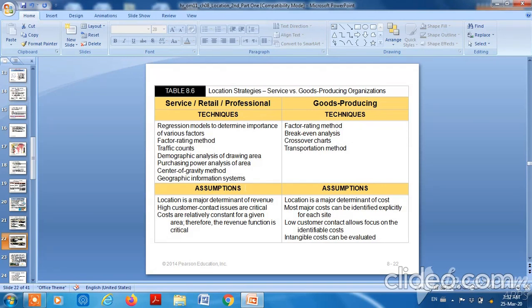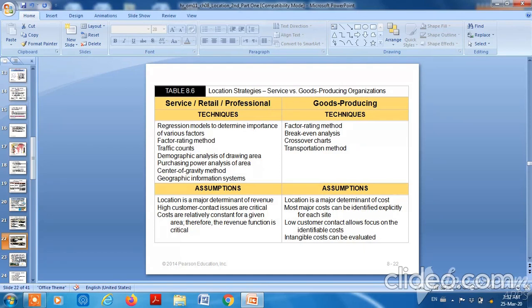Assumptions in the service industries, service sector, and assumptions in the goods sector. Assumptions: location is a major determinant of revenue. High customer contact issues are critical. Costs are relatively constant for a given area, so the revenue function will be very critical for service industries.